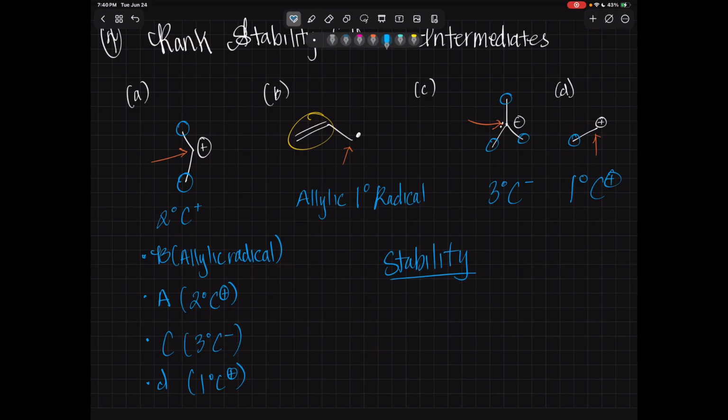Well, the first one is easy. It's B, because it has resonance. Resonance automatically is the dominant. Next, it would be A, because it's actively being stabilized. It's at one of its most stable forms. Next would be D. And then last would be C, because a carbanion in this state is so unstable that it actually makes D more stable than it. So C would be last, which makes sense.